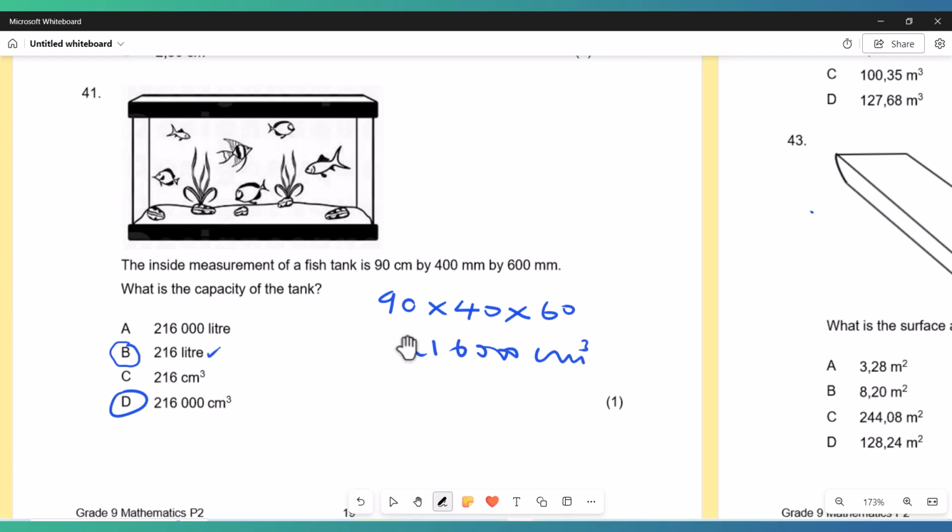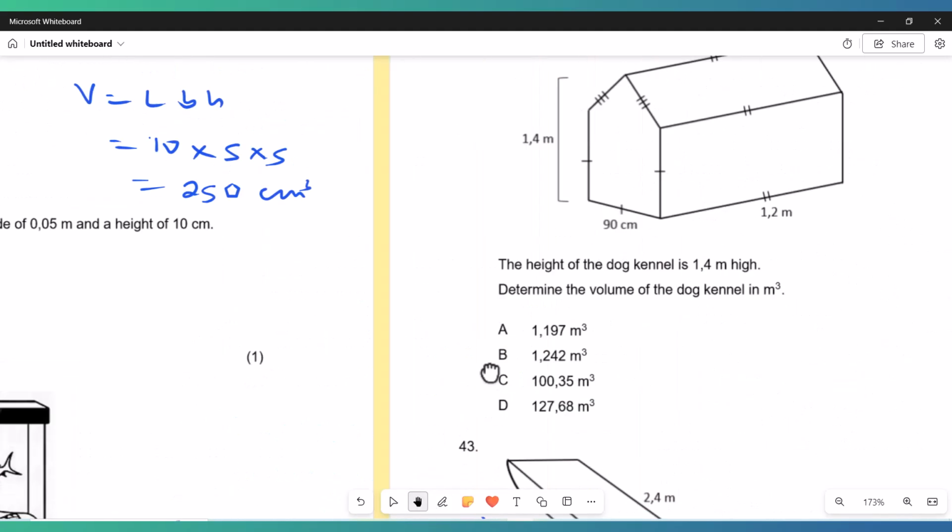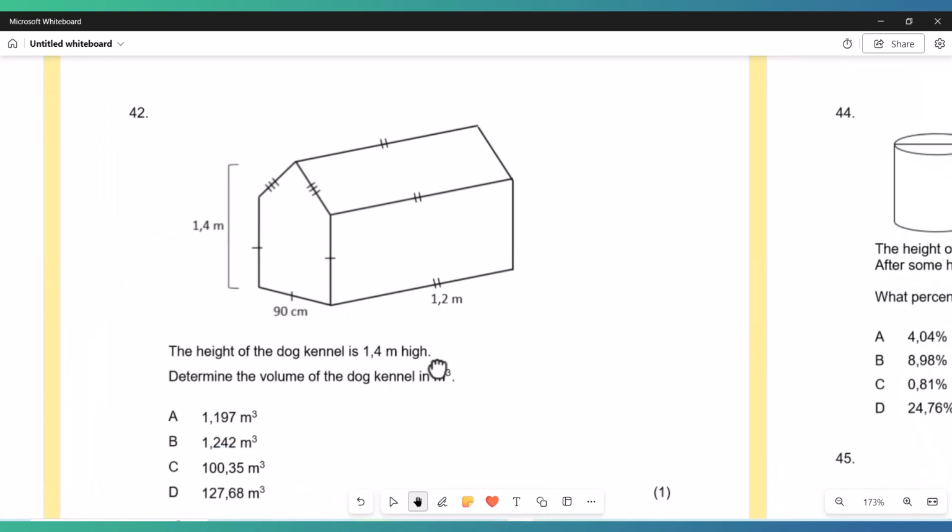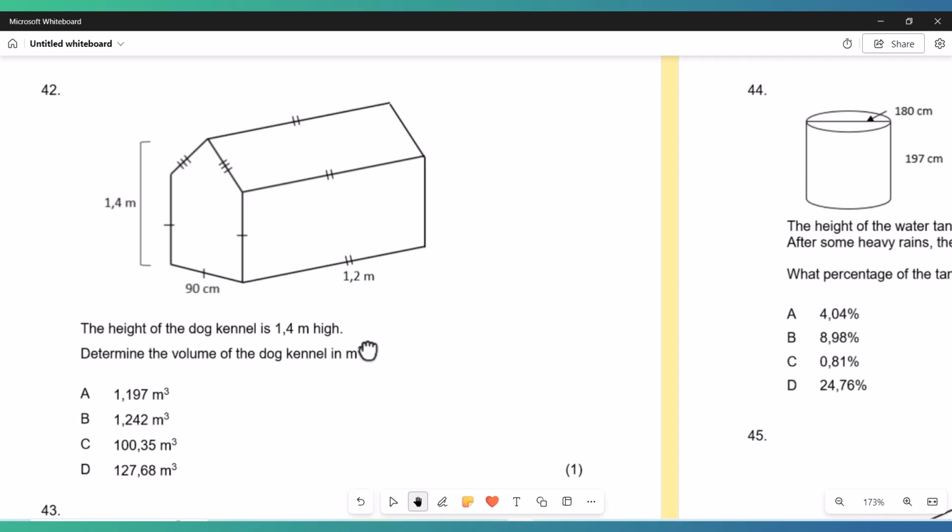Alright, next question here. Question 42. What does it say here? They say that the height of the dog kennel is 1.4 meters. Determine the volume of the dog kennel in cubic meters. So we better change from centimeters to meters, whereby you divide by 100, so it becomes 0.9 meters here. Also 0.9 meters, because the sides are equal.